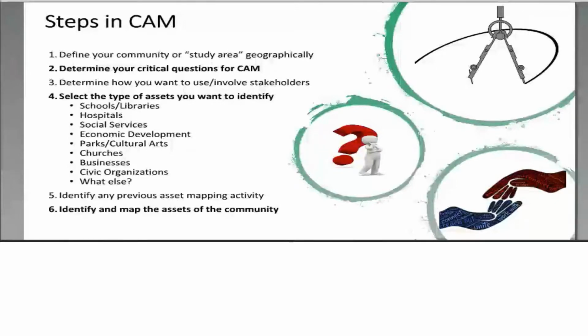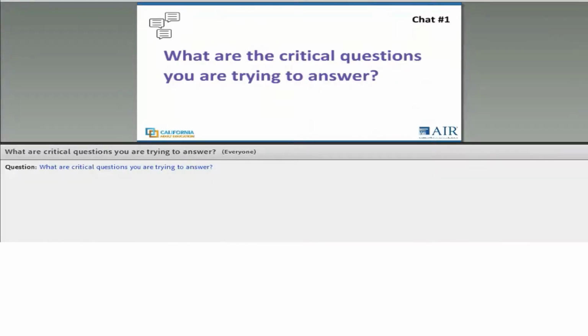We're going to then move to our first chat, and that's going to be asking us to consider that step 2 that I shared, that we would go into a little bit more of those bold ones, determining the critical questions that you want to ask as it relates to community asset mapping. So with this, I'm going to ask that you take a minute and think about what it is that we are looking to determine through our asset mapping effort. What questions do we want to answer?